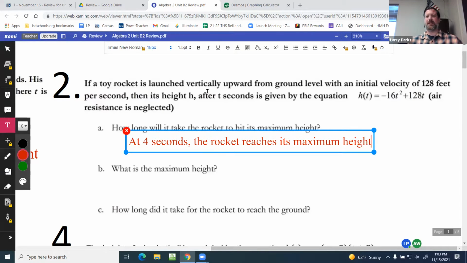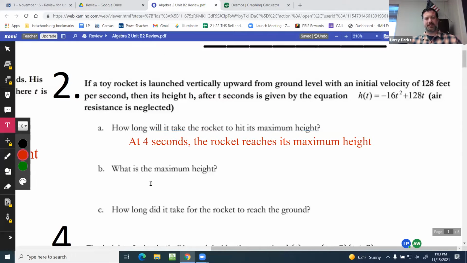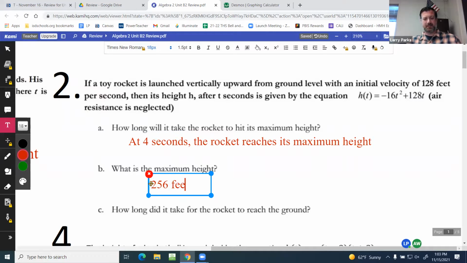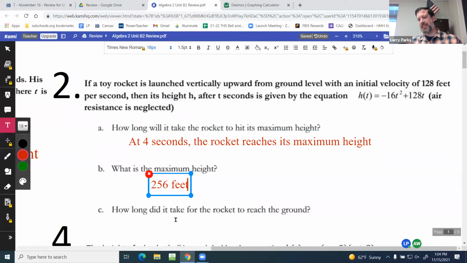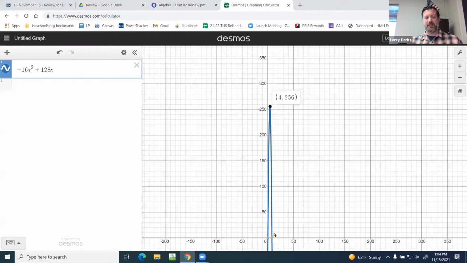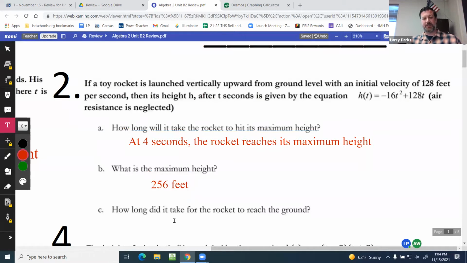What is the maximum height? 256 feet. And then how long did it take the rocket to hit the ground? If it starts at 0, and at 4 seconds it reaches its maximum, and that's at what we call the axis of symmetry, I already know the answer is going to be 8. So this is really asking, what is the x-intercept? I go here, I look down there, I see that it's 8. So I would say after 8 seconds.